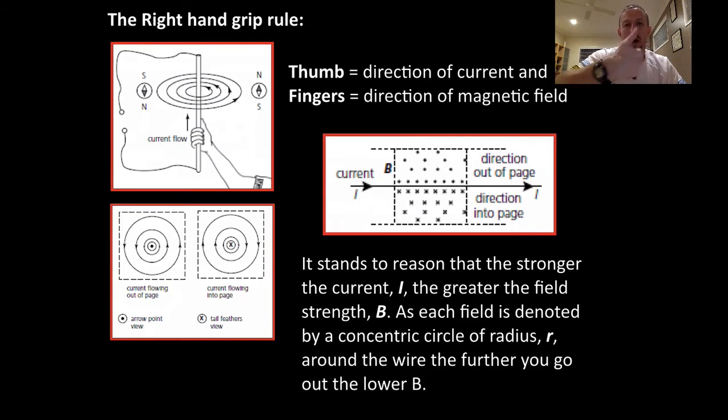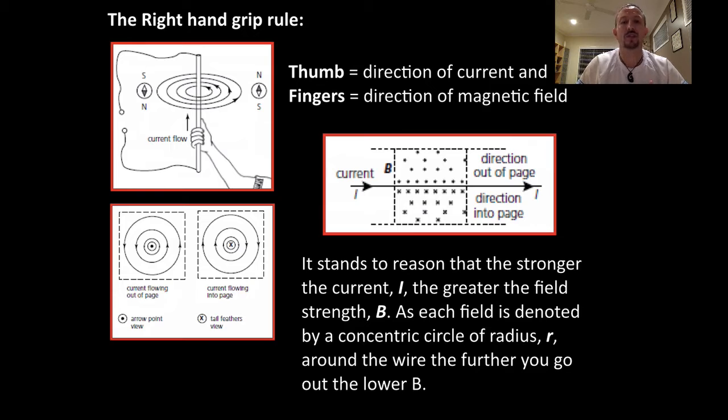Our fingers are showing the direction of the magnetic field line. In this case, they will be going anti-clockwise. They're going from left to right as we look at it. So try it now and see your pattern: current going up and your concentric circles going around.